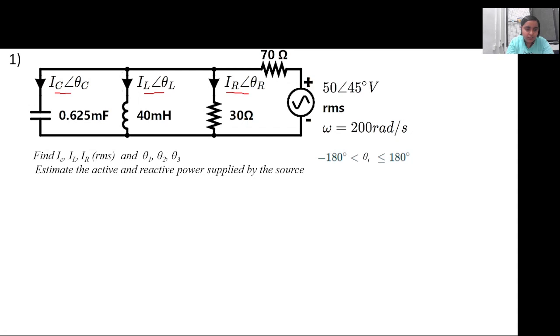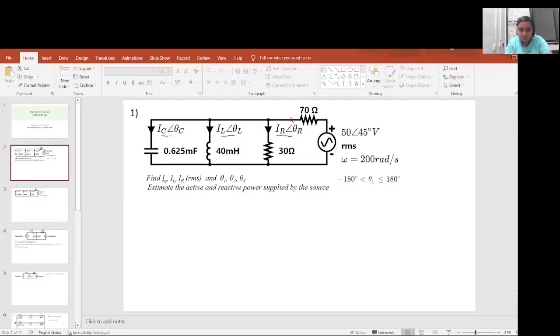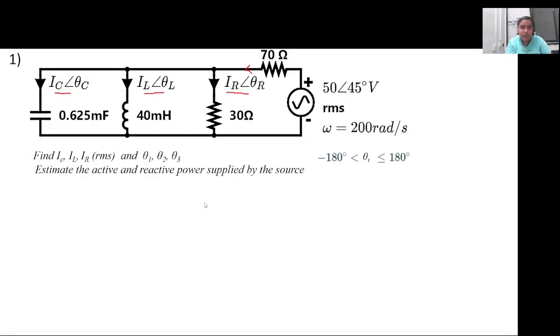So how should we start? See, in order to calculate the branch currents, we have to calculate the current that is flowing through here, right? Once we know the source current that is coming out, we can easily calculate IR and thereby IL and IC, right? Since the other parameters, like the impedance, the reactance, and the resistance, are given. So we should try to find the source current that is flowing here.